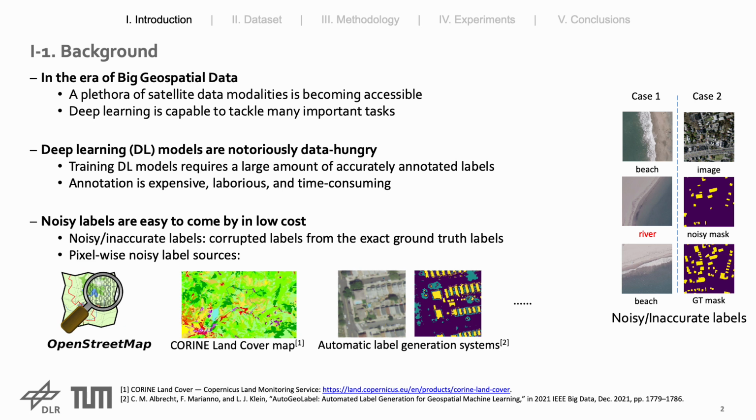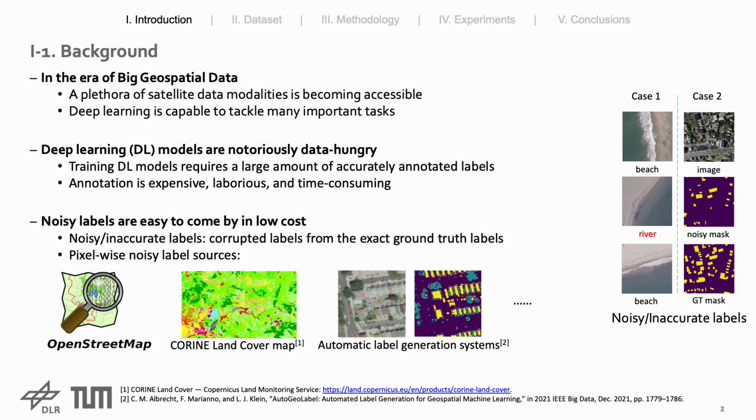Nowadays, we have been in the area of big geospatial data. With the increasing number of satellites launched, a plethora of satellite data modalities is becoming accessible. To cope with such big data, deep learning shows powerful capability to tackle many important tasks. However, deep learning models are notoriously data hungry. Training deep learning models requires a large amount of accurately annotated labels.